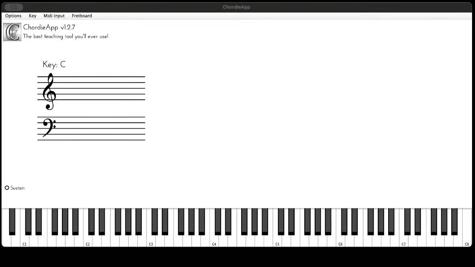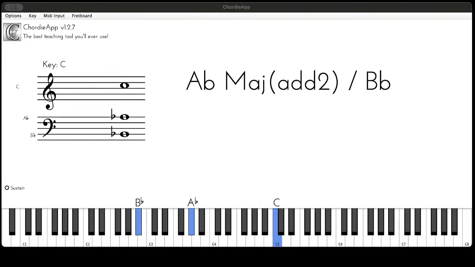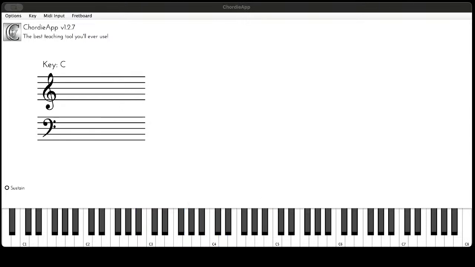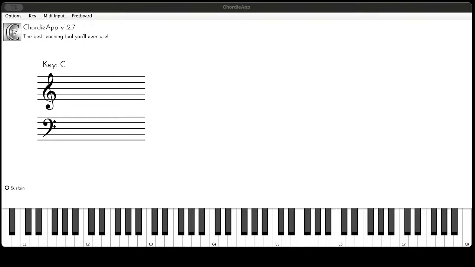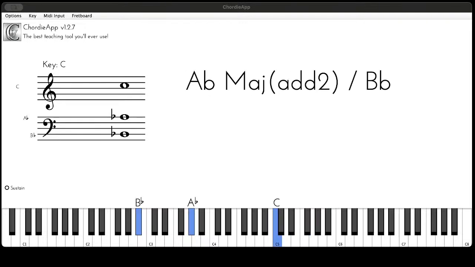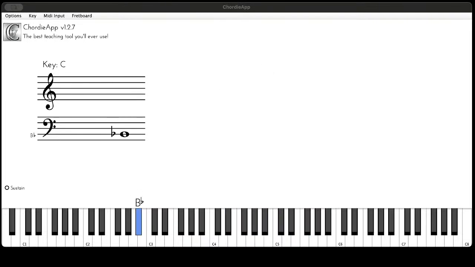1, 2, 3, 4, 1 and 2 and 3 and 4 and 1 and 2 and 3 and 4 and 1, 2, 3, 1, 2, 3 and 4 and 1 and 2 and 3 and 4.